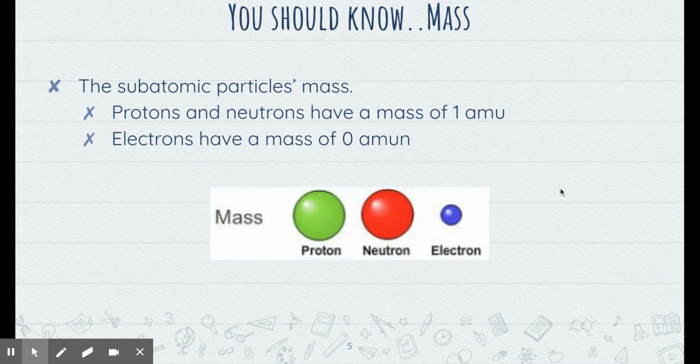You should have also learned mass, so the subatomic particles' mass. So protons and neutrons have a mass of 1, whereas electrons are very small, and they're so small they have a mass of 0 AMU. Some of you are, again, copying from the internet and telling me that neutrons are slightly larger. Incorrect. Both of these are exactly the same. They have a mass of 1 AMU. Whereas electrons are so small, when you finally calculate it, it just rounds to 0.